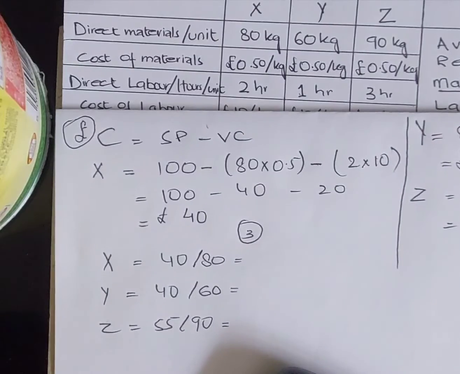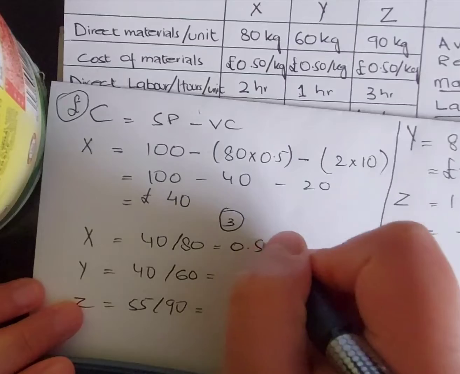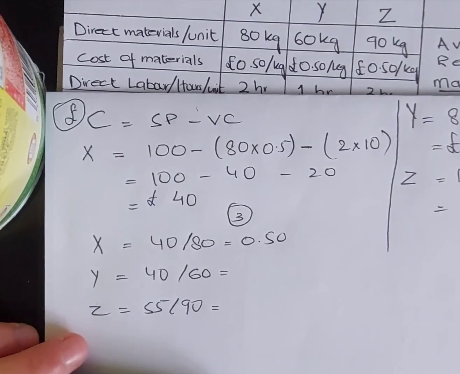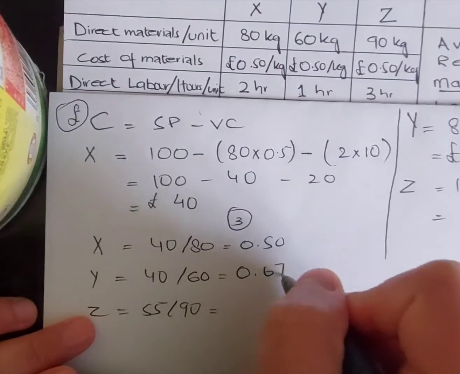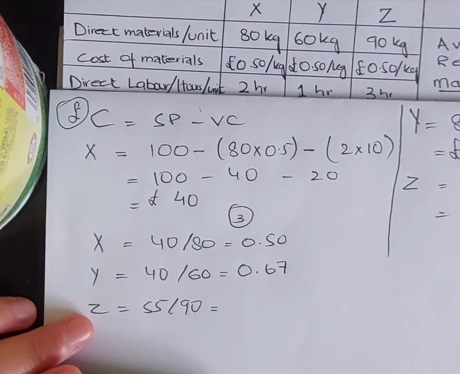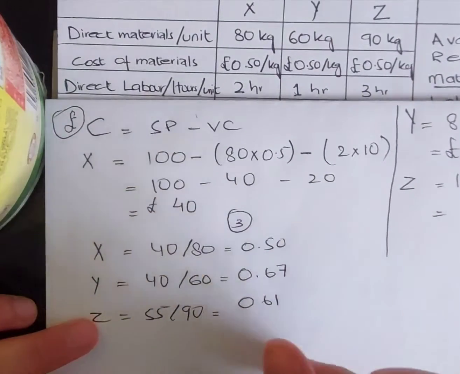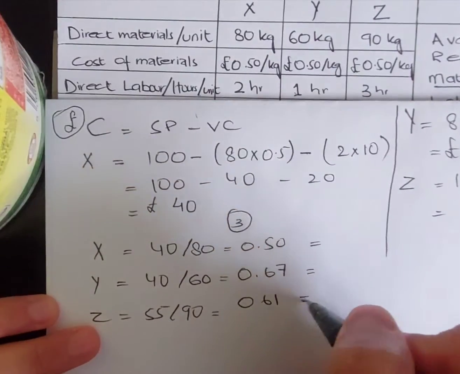So 40 divided by 80 gives us 0.5, and then 40 divided by 60 gives us 0.67, and then 55 divided by 90 gives us 0.61.